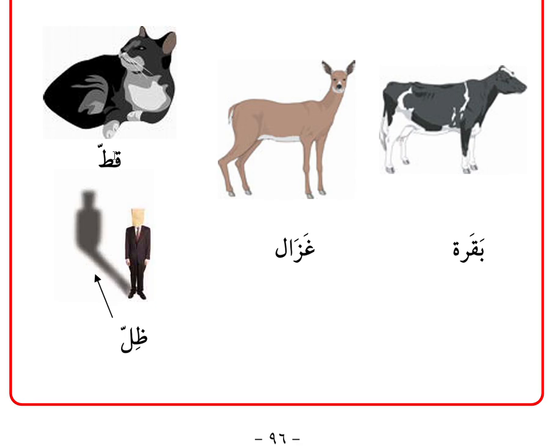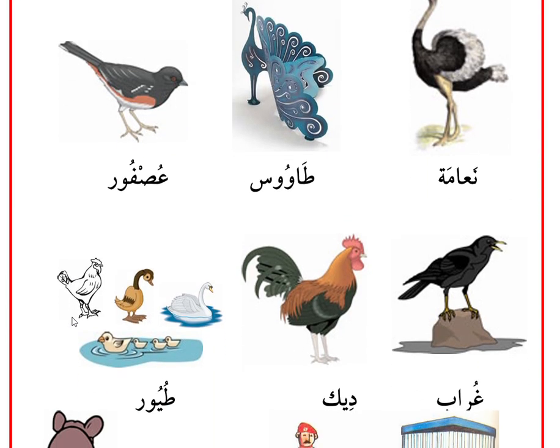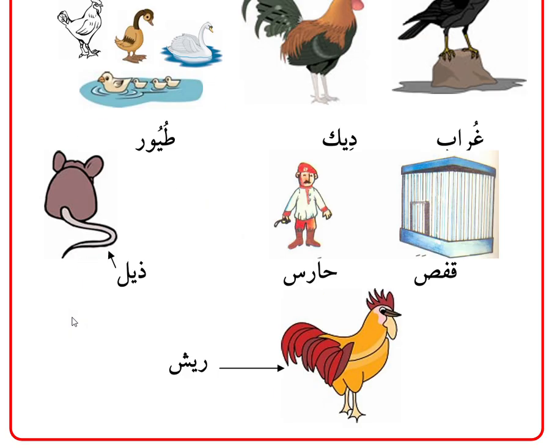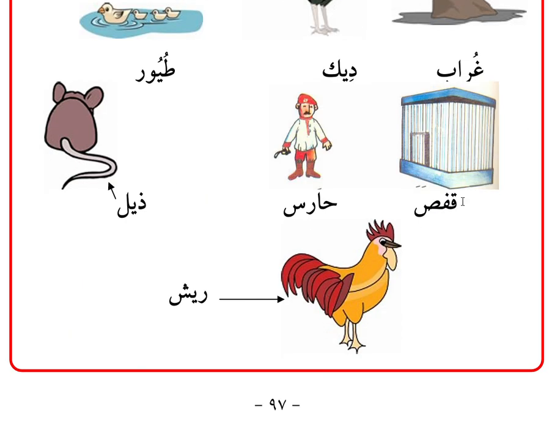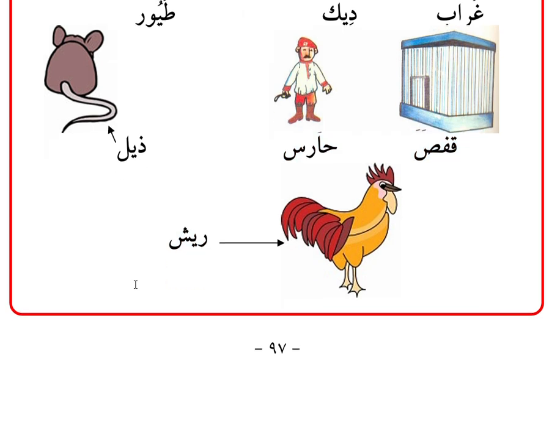Over here we have qit, which means cat. Zill means shadow. And here we have qafas, which means cage. Here is haris, which is like guardian. Dhayl, which means tails, and rish is feathers. Okay, it's a collective noun.